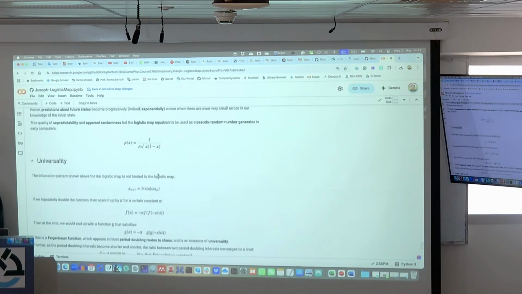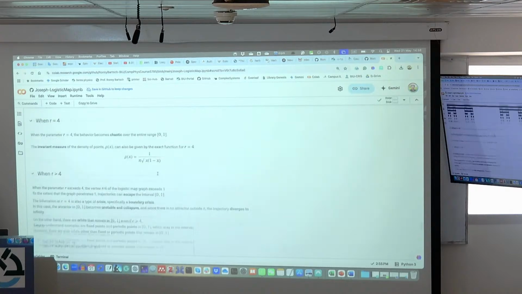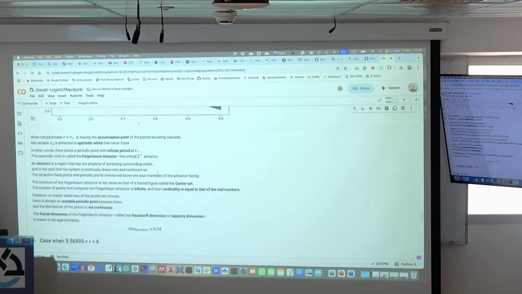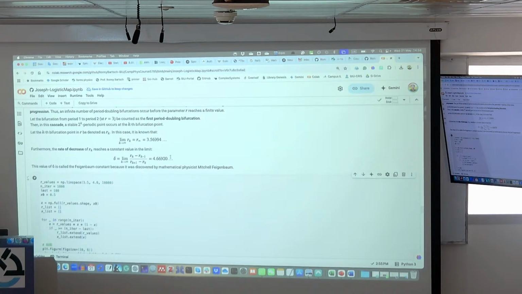So it's very interesting. It's universal. Like the constant, right? It's a constant, and no one knows why. It's a mystery. It happens in all these logistic maps, but nobody knows why.